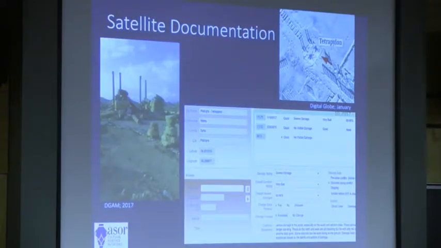The satellite documentation, of course: you can't go into a war zone and document these losses. So a lot of what they do is spend time looking at satellite images and documenting the loss of various features. So this is a site in Palmyra, the Tetrapylon, and they can see that there was damage to two of those in January. I'm not sure which year this is.